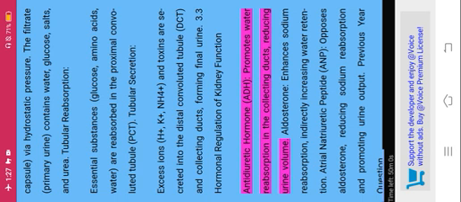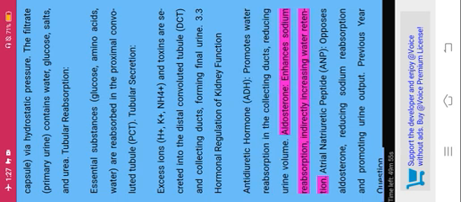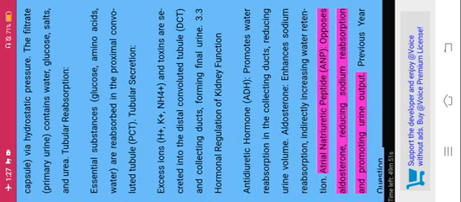Antidiuretic hormone, ADH, promotes water reabsorption in the collecting ducts, reducing urine volume. Aldosterone enhances sodium reabsorption, indirectly increasing water retention. Atrial natriuretic peptide, ANP, opposes aldosterone, reducing sodium reabsorption and promoting urine output.